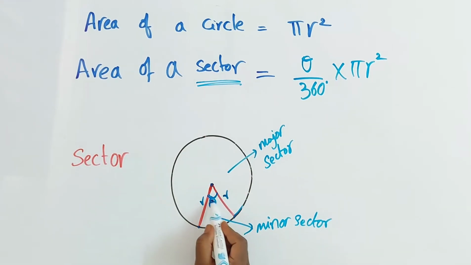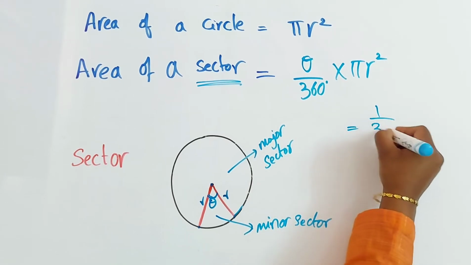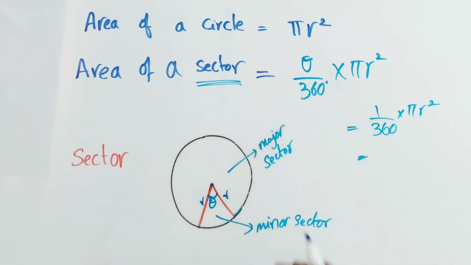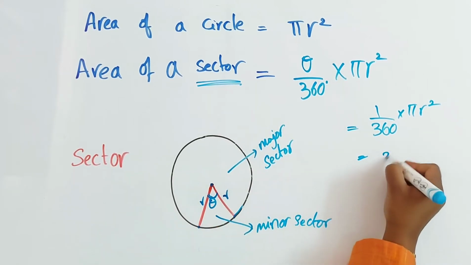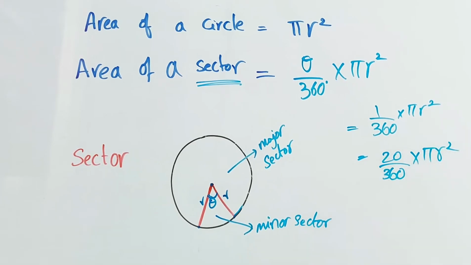When this angle theta value is 1, so area will be 1 by 360 into pi r square. When theta, that means angle is 20 degrees, 20 by 360 into pi r square. Right children? Like this we have to find the sector areas.